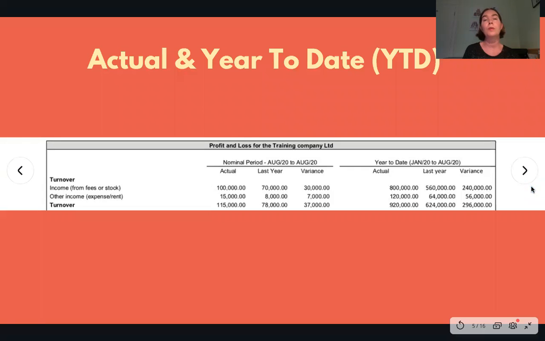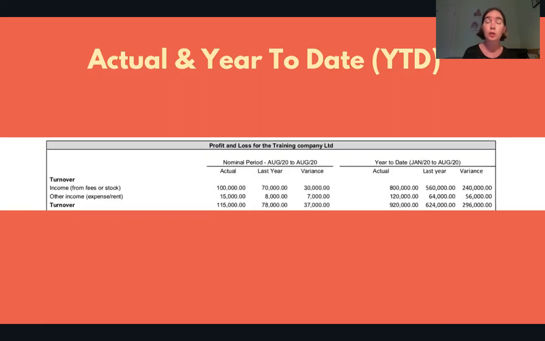Okay, so before we dive into the profit and loss, I want to talk you through two key concepts. The first thing is to say that the profit and loss is more than just a set of numbers. It's a really powerful comparison tool. So it gives you a comparison of your financial position based on the full year, and even shows you how you were doing last year.